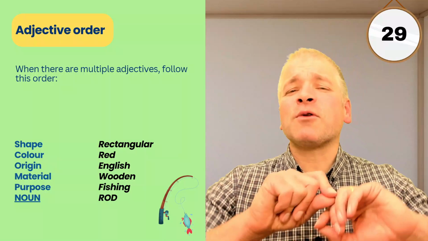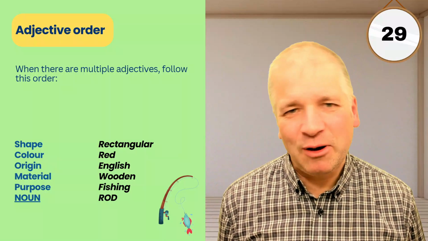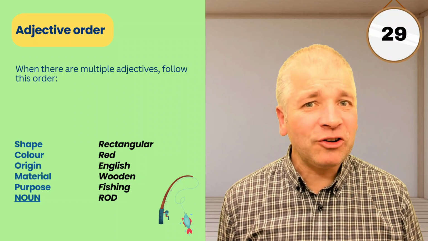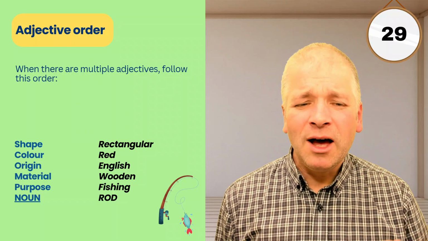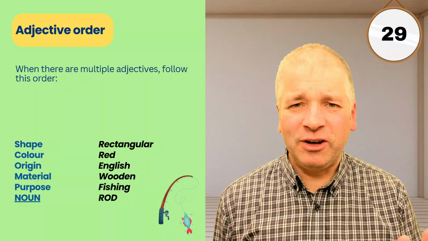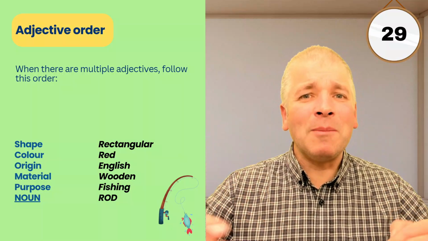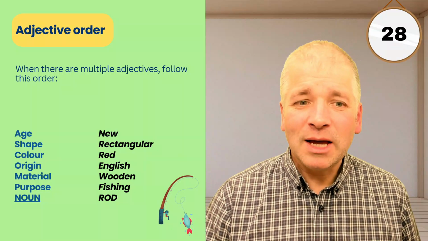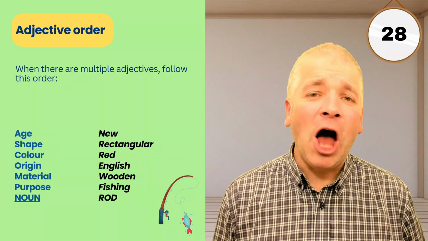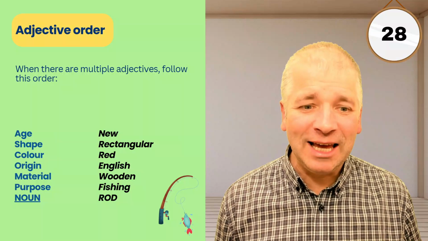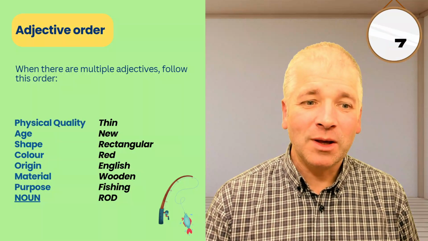Obviously, you wouldn't use all of these adjectives at the same time. Normally, you might use 2 adjectives, maybe 3. I think if you're using 5 adjectives, that's probably too many. But if you want to use them, they need to come in this particular order. Here's the next type, age. A new rectangular red English wooden fishing rod.